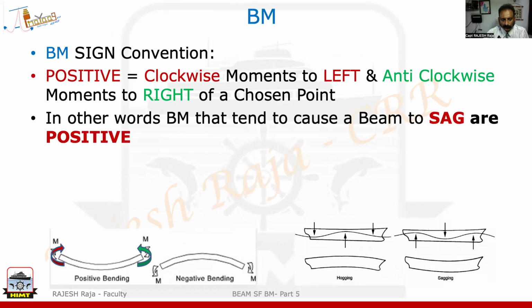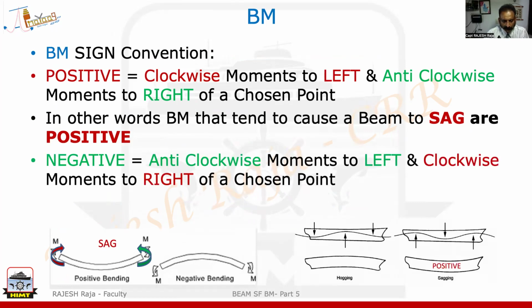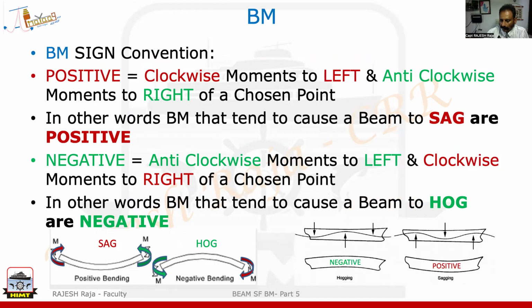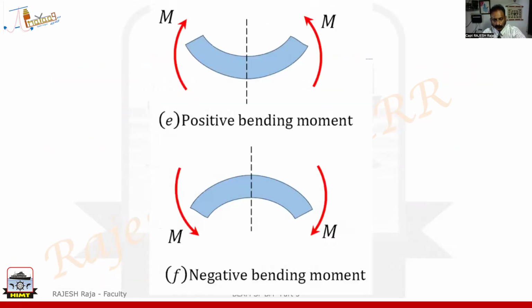And this is what is called positive, which gives you a sag. I've shown you both sides. Then what is negative? Negative is opposite to these two. You can see on the left side is anti-clockwise, on the right side is clockwise, and this will give you a hog. I'm going to show you a couple more pictures so that you are very clear, because you can tell in slightly different ways also. I'm going to show you both of them.